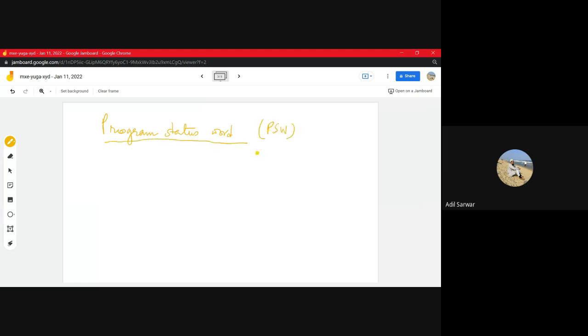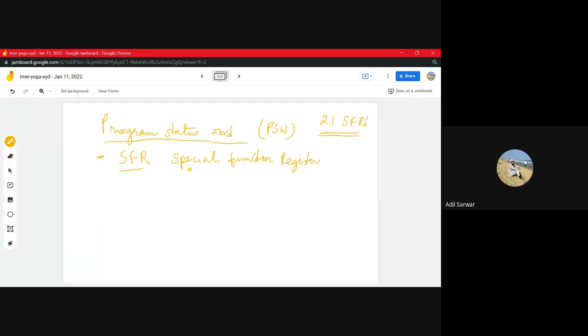PSW. This is one of the SFRs which is available in 8051. SFR implies special function register. There are around 21 SFRs in 8051 for various operations.